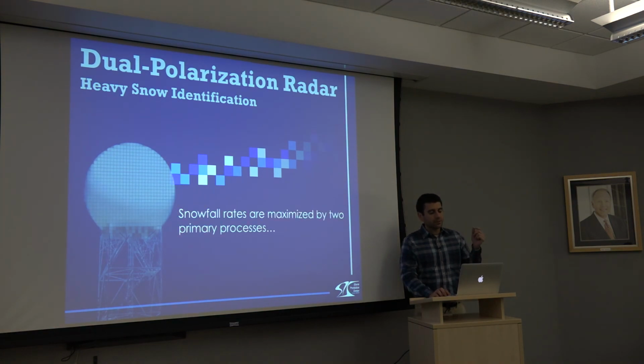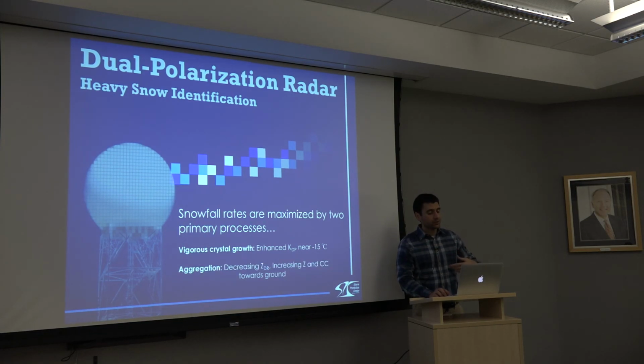So snowfall rates, we get them maximized by two primary processes. We want vigorous crystal growth aloft. We see that with enhanced KDP near that range around negative 15 degrees Celsius. And we want them to aggregate too. So we get that extra fluffiness and they stack up really fast to increase the snowfall rates. We'll see that with decreasing ZDR and increasing reflectivity and correlation coefficient as we look closer and closer to the ground. And so those are the two processes we want to look at when dealing with dual polarization data and heavy snowfall. With that, we'll wrap up that segment.